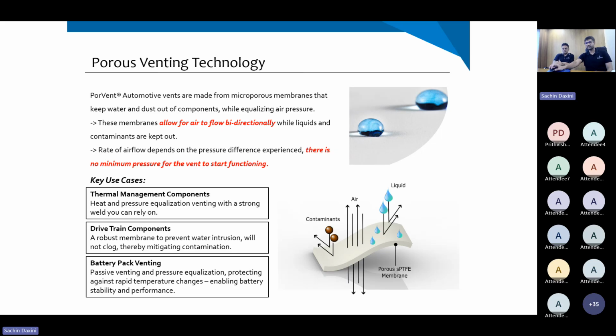The use cases for us in our industry are thermal management. So wherever you need a pressure equalization and heat venting, you can use a porous vent. The other application area is drivetrain. So there are a lot of drivetrain applications where there is heat generation and pressure generation. This is another benefit of a porous vent. And the last one, which is also the subject for our webinar today, is the battery pack venting. So battery packs face a lot of challenges in the real world, and having a properly designed vent for the battery pack is essential for its long-term stability and long-term performance.